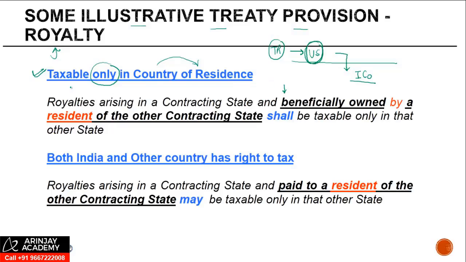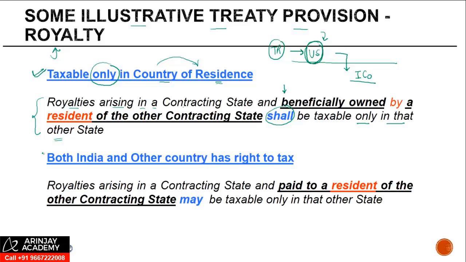Now please note that this clause is not the clause of the India-US treaty when I mention US here or in any other slide. I'm just making a reference. So when an Indian company makes a payment to US, it is taxable only in the country of residence. So royalties arising in a contracting state and beneficially owned by a resident of the other contracting state shall be taxable only in that other state.